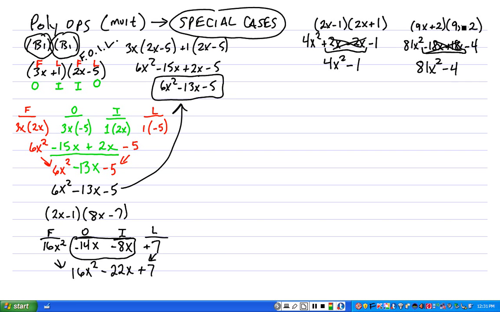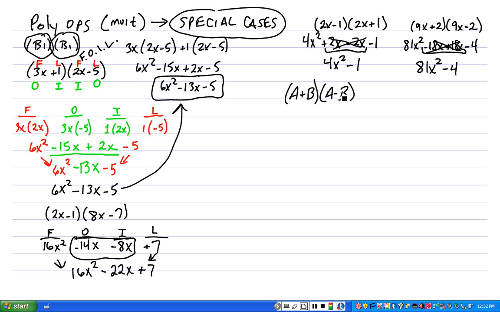Alright, so all they're wanting you to understand is when you have a situation like this, which they call a plus b times a minus b, a is whatever your first term is, say 2x, and b is whatever your second term is, so let's say this one right here.